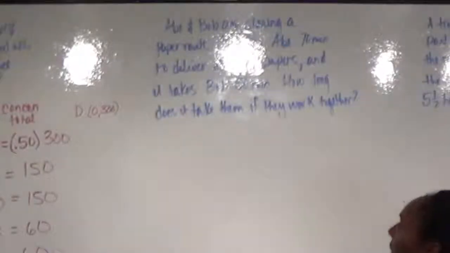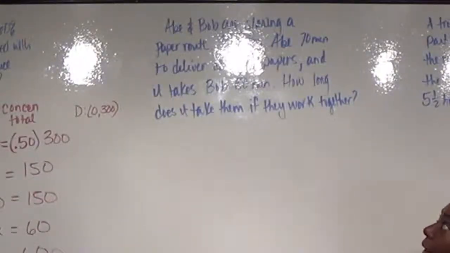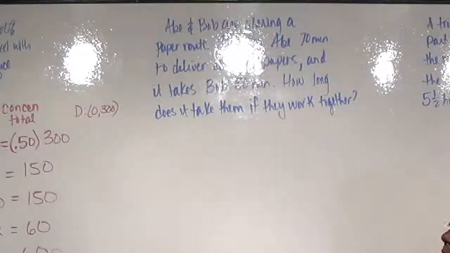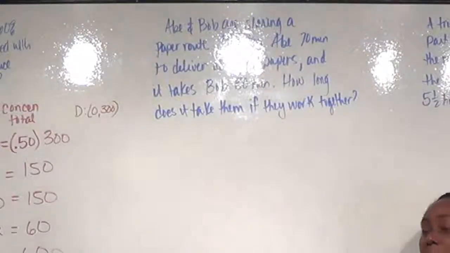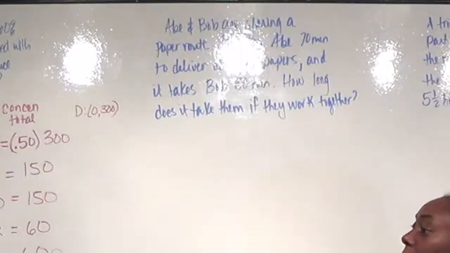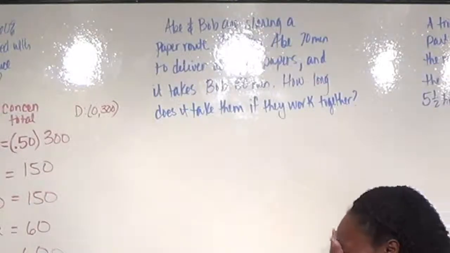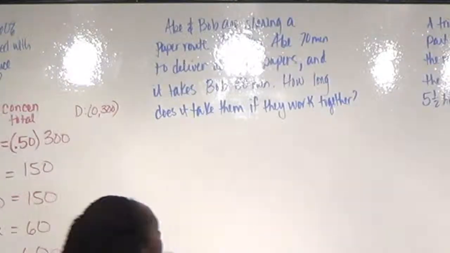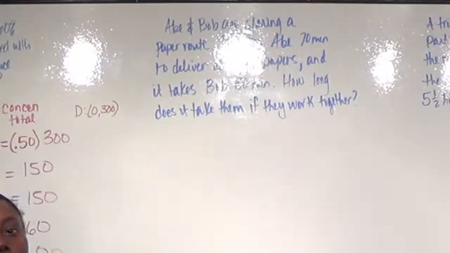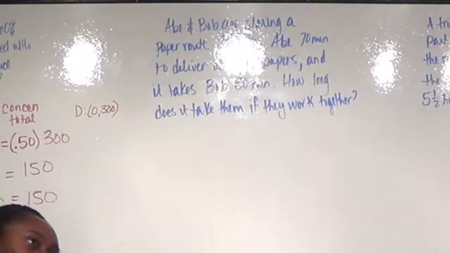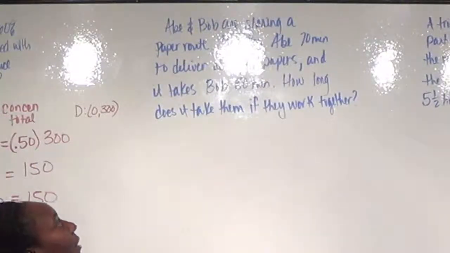Okay. In this next example, Abe and Bob are sharing a paper route. It takes Abe 70 minutes to deliver all of the papers, and it takes Bob 80 minutes to deliver them. We want to know how long it takes both of them if they're working together. Okay. This again is almost like a mixture problem, but a little bit different.